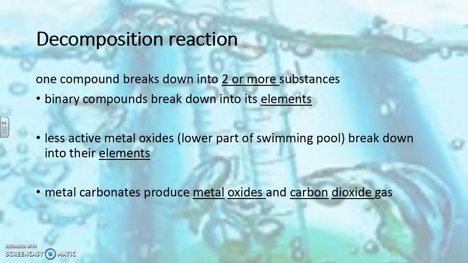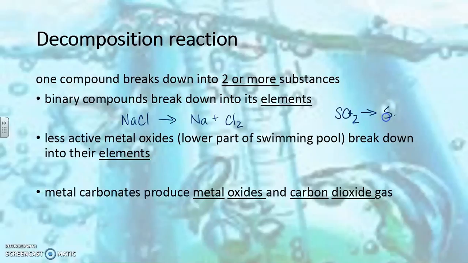Okay, let's move to decomposition. This is where you have one compound breaking down into 2 or more substances. If it's a binary compound, NaCl is a great example. It breaks down into its elements, so you would have sodium and chlorine gas. What if we had sulfur dioxide? Well, it would break down into sulfur and oxygen, right?